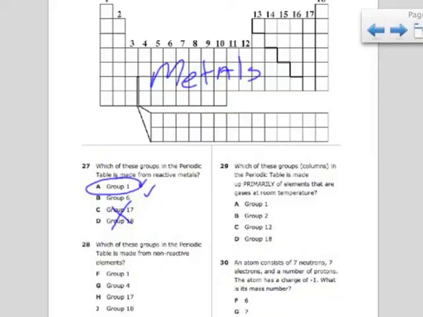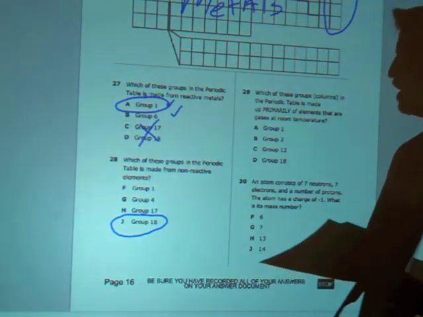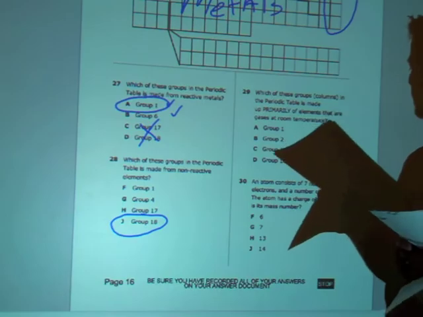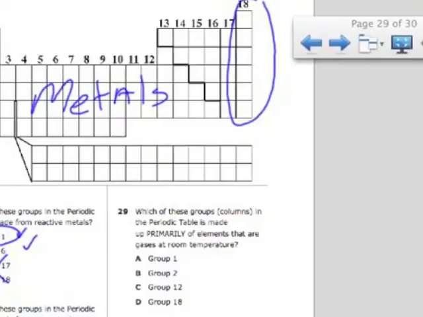Number 28. Which of these groups in the periodic table is made from non-reactive elements? Okay, which ones are not going to react? Group 18. These guys here, what do we call them? Noble gases. They have a full set of what? Valence electrons. Group 18 will not react with anything. Okay? 29. Okay, guys, pay attention, please. Which of these groups or columns in the periodic table is made up primarily of elements that are gases at room temperature? Which ones are all gases? Group 18. Noble gases. Again, group 18.